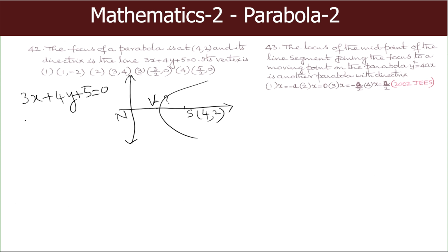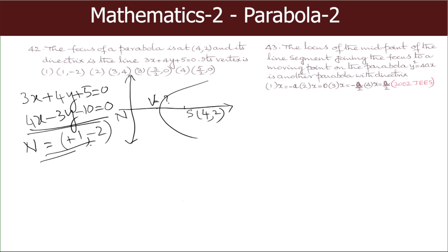So, equation of the axis is 4x minus 3y, and this passes through (4, 2). So, 4 into 4, 16 minus 6, 10. This is the axis. And they meet at N. When you solve these two, N is the point of intersection of these two lines. By inspection you can easily see that x is 1, y is minus 2. 3 plus 5, 8 minus 8, 4 plus 6, 10, sorry. So, N is (1, minus 2).